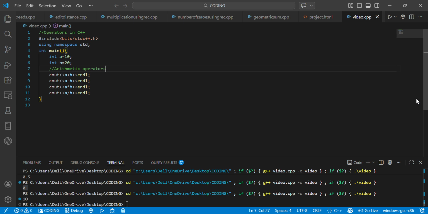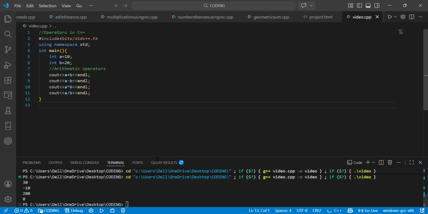So the first type of operators are arithmetic operators. These are arithmetical operations that we use in mathematics also. That is a plus b, a minus b, a multiplication b, a divided by b. So I will run it and explain it after that.